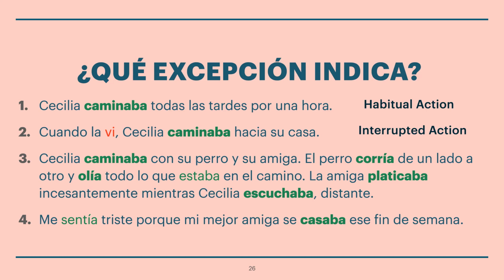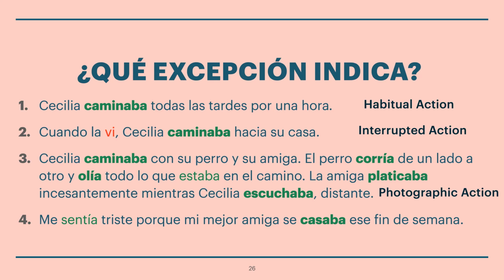Número 3, Cecilia caminaba con su perro y su amiga. El perro corría de un lado a otro, olía todo lo que estaba en el camino. La amiga platicaba incesantemente mientras Cecilia escuchaba distante. ¿Okay? Todos esos son verbos de acción y lo tenemos en el imperfecto. ¿Por qué? Porque estamos describiendo como si fuera una fotografía, ¿verdad? So, describing photographic action.